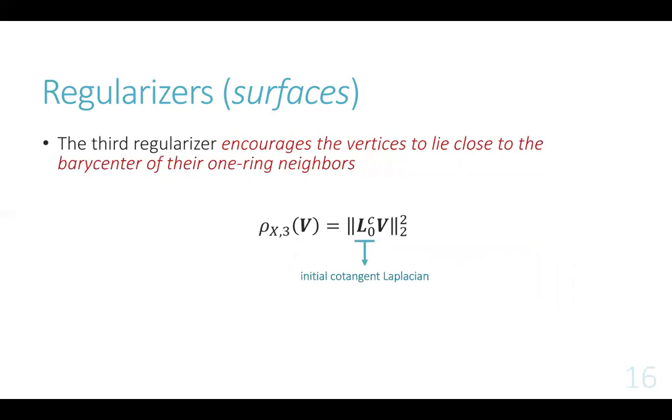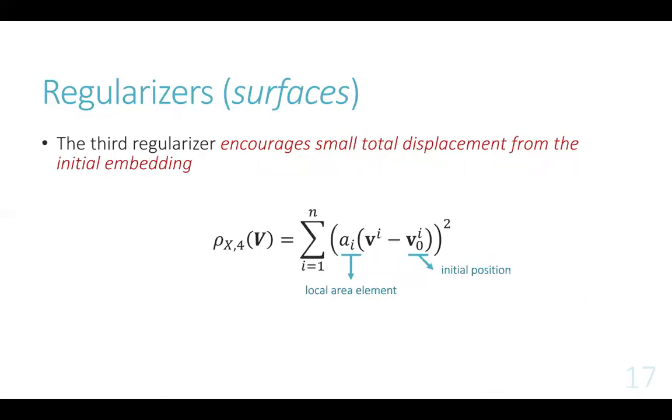And the third regularizer encourages the vertex to lie close to the center of its neighbors. This time it uses the cotangent Laplacian. This one isn't present in the paper, but we found that in the implementation, they actually have two similar terms using different Laplacians.